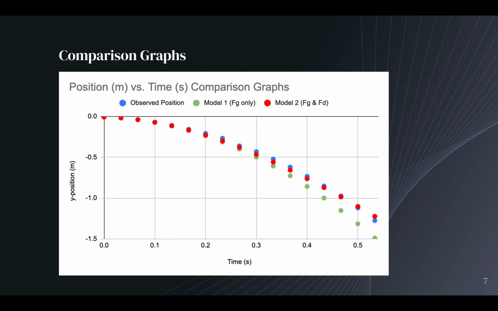When comparing all three graphs, it is clear that the position in the graph created by incorporating gravity as the only force is greater in the negative y direction than the two other graphs. Conceptually, this is because we did not account for the drag force that would be working opposite to gravity, explaining why it seems as though the model falls faster.